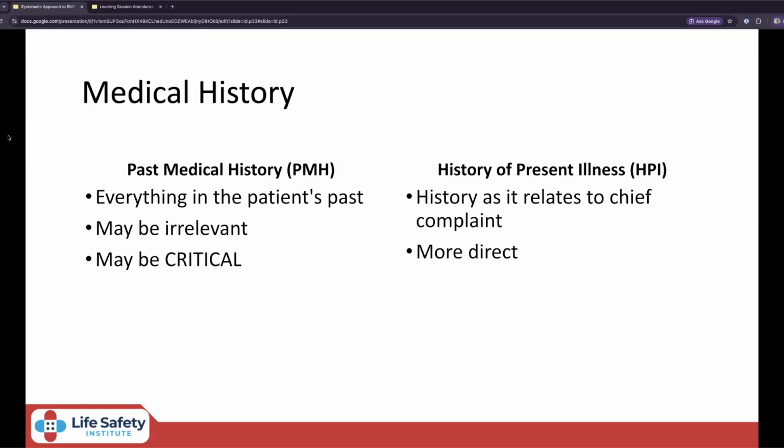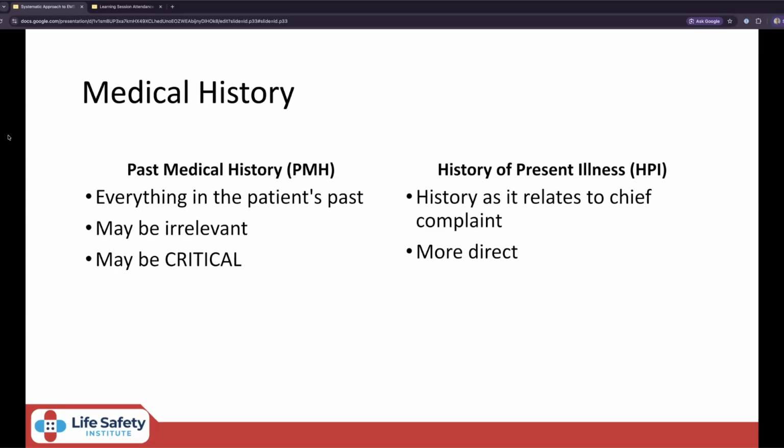As we're going through our medical history, there's two things that we want to get, PMH and the HPI. So PMH is the past medical history. So this is everything in the patient's past. This is that they're a diabetic. This is that they had a stent placed 2 years ago. This is that they had a kidney transplant or whatever it may be. So this is all of the stuff in the past.